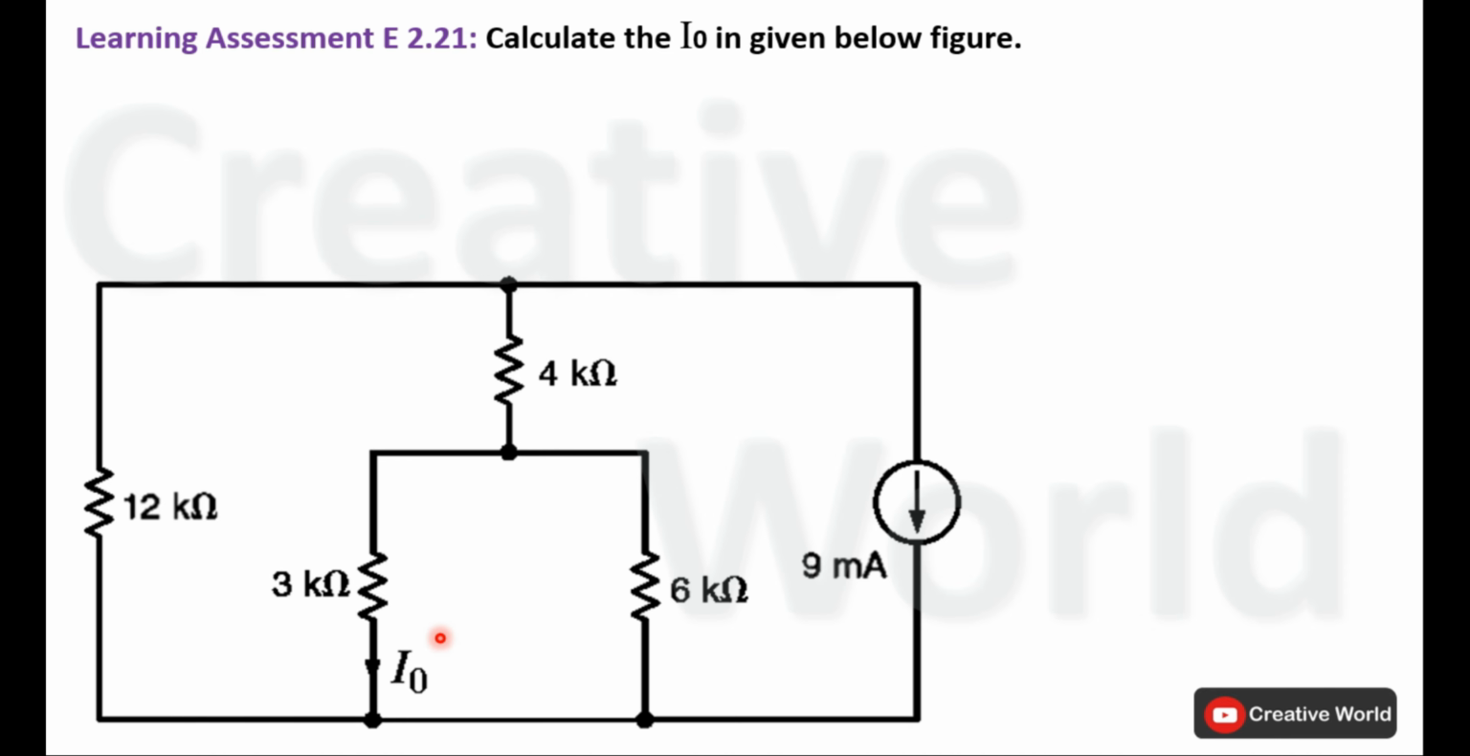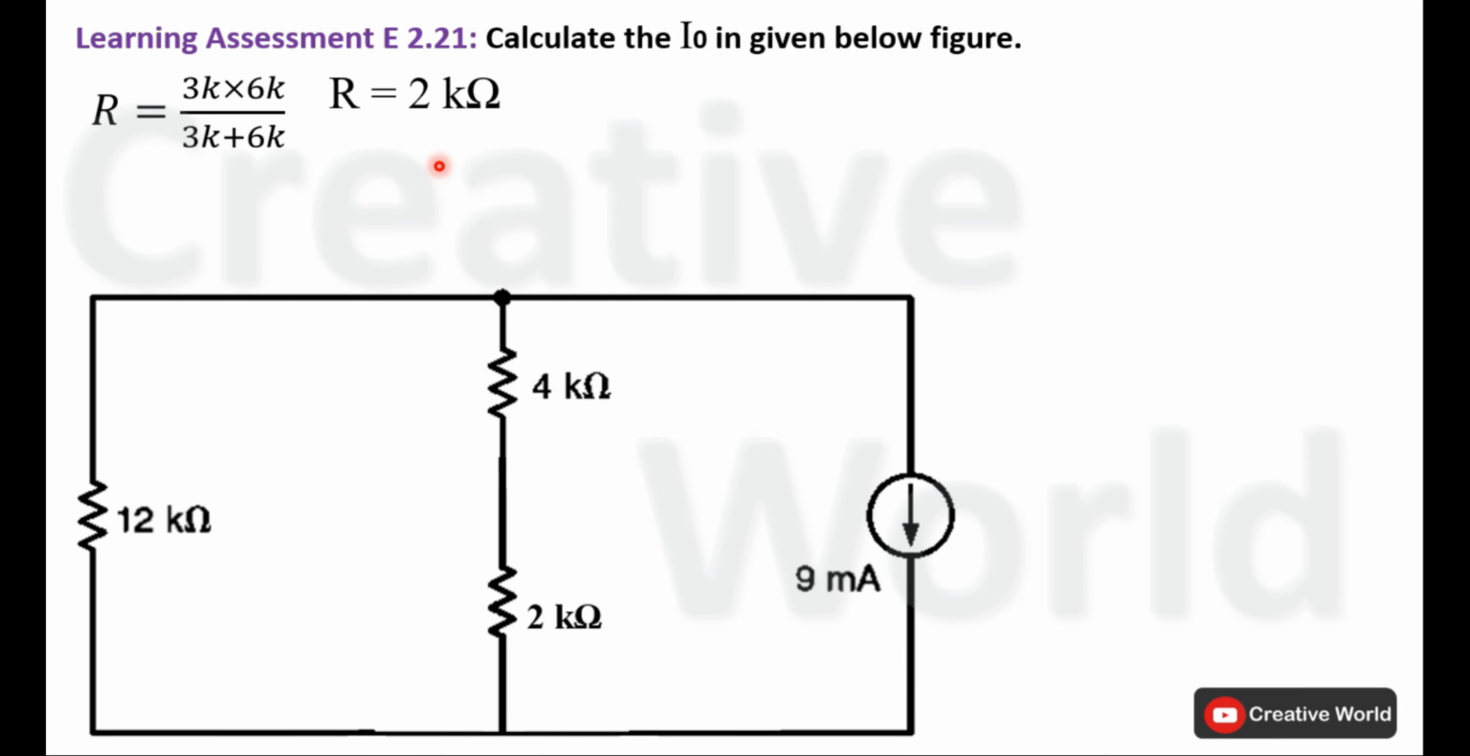These two resistances are connected in parallel. We can calculate their equivalent resistance. These resistances will be replaced by that equivalent resistance and our circuit will become a simple parallel circuit. Equivalent resistance of these two resistances will be R equivalent equal to the product of these two resistances divided by their sum. Value of equivalent resistance will be 2 kilo ohm. We can replace these resistances with their equivalent resistance having the value of 2 kilo ohm.